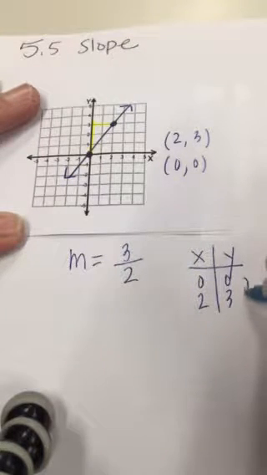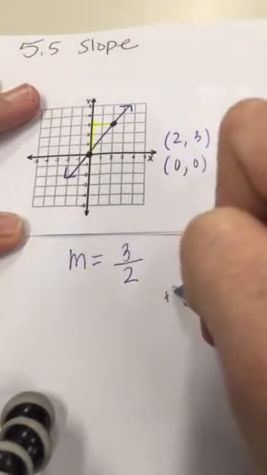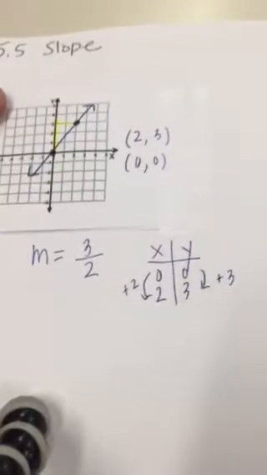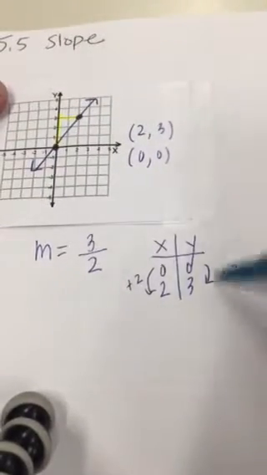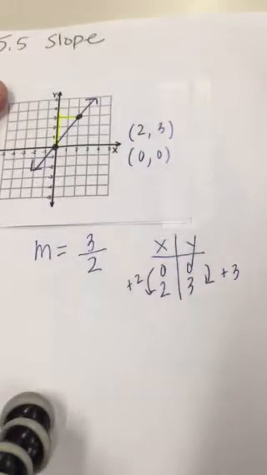So if I go from here to here, I can see that the change in y's is a positive 3, and my change in x's is a positive 2. And if I want to write slope, it's change in y's over changes in x, 3 over 2. That's how you can find slope from a graph.